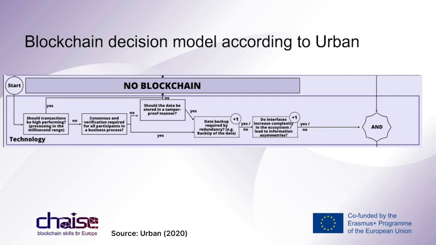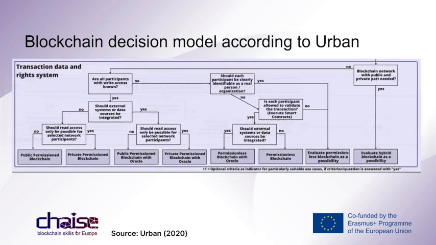Do interfaces increase complexity in the ecosystem or lead to information asymmetries? For the current data exchange, organizations usually operate a large number of different interfaces to different external partners, which on the one hand increases complexity, but at the same time leads to information asymmetries, as different partners may receive data updates at different times.